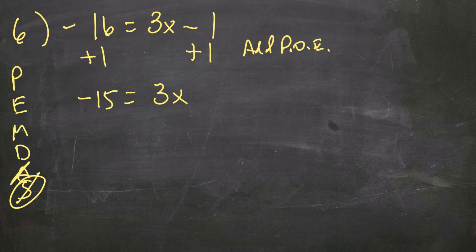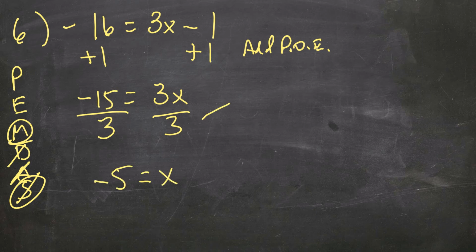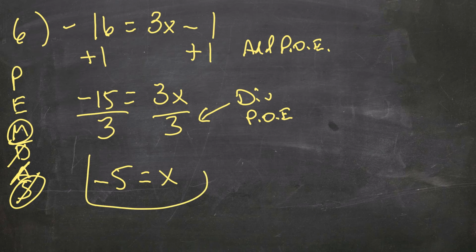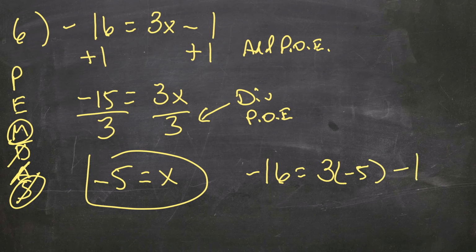There is no more addition. There is no division. I have to use multiplication. I divide by 3 on both sides. So I get negative 5 equals x. Remember, that was my division property of equality. Now I just got to check my work, because that's my final answer. Does negative 16 equal 3? And instead of x, I write negative 5 minus 1. It works. Alright?